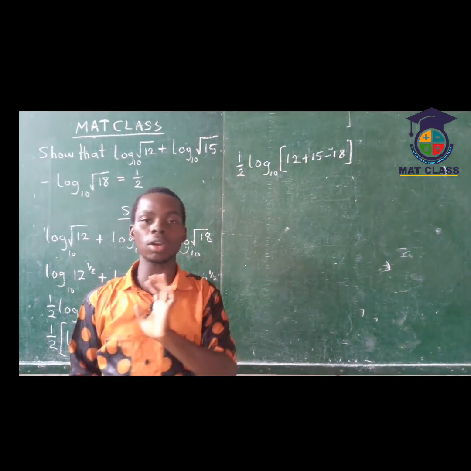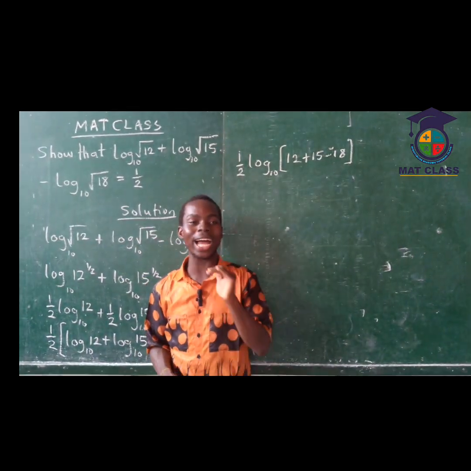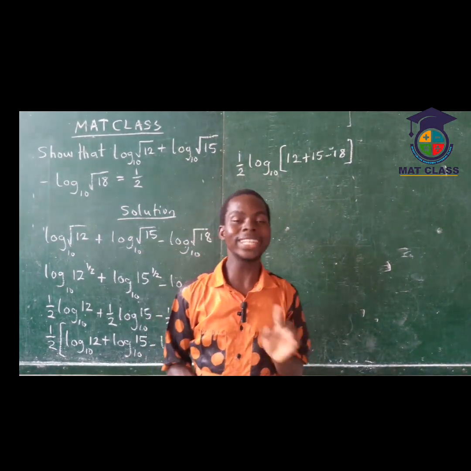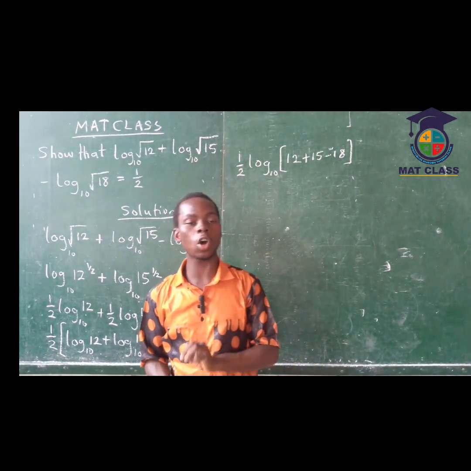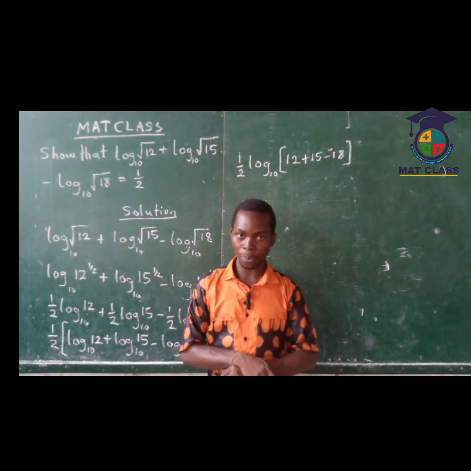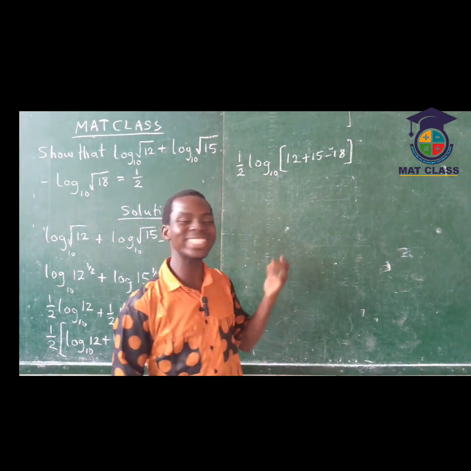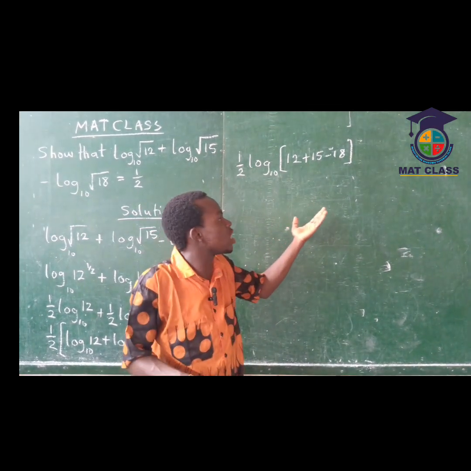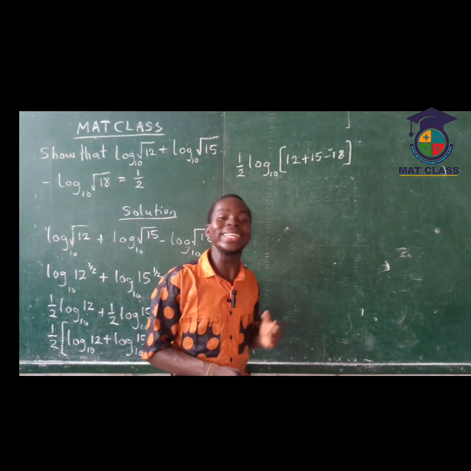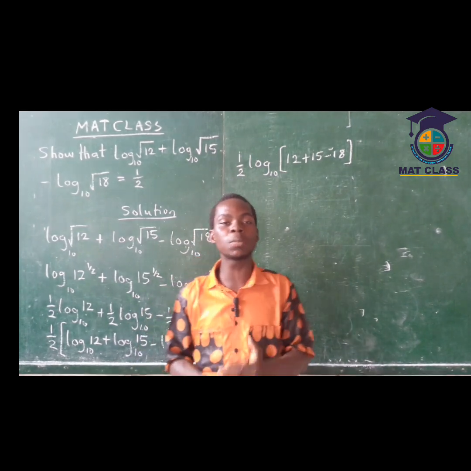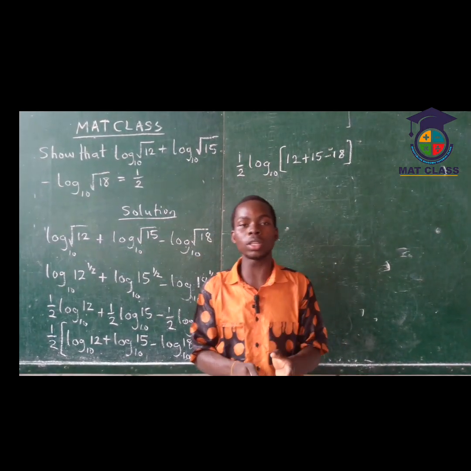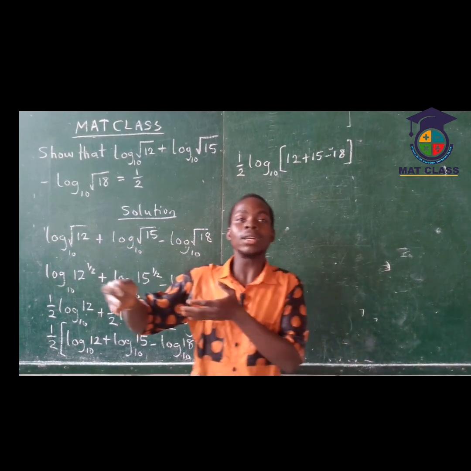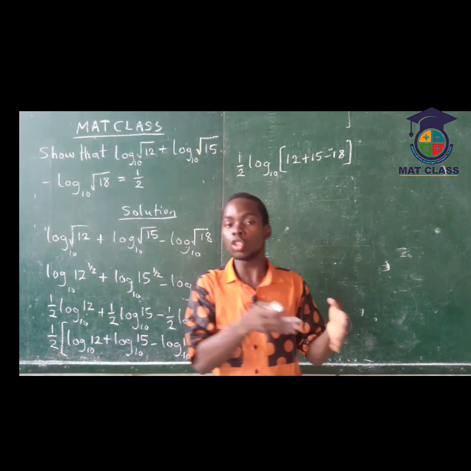The next step that you are going to do is what? Also introduce another law of indices. And what is that law of indices? They call it multiplication law and also division law. Again, we are going to introduce it, but here we are not having multiplication and we are not having division. That means that whenever you are dealing with the multiplication law, multiplication will change to addition, and division will change to subtraction.